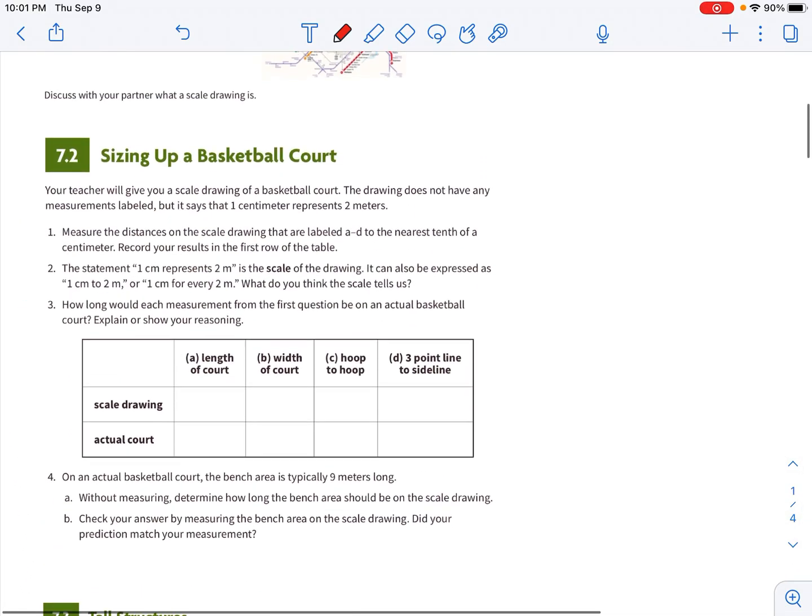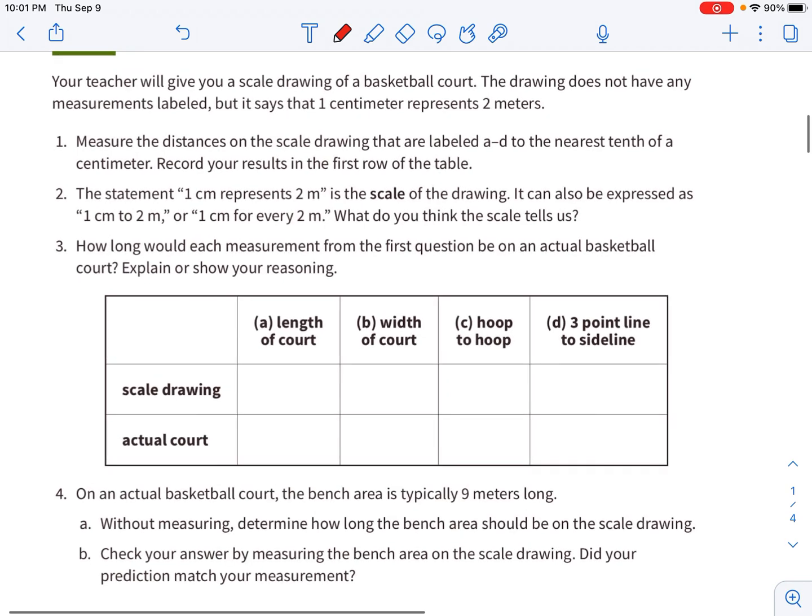All right, so we go back to this and we want to fill it out. In the scale drawing, this was 14 centimeters. This was 7.5 centimeters. Hoop to hoop was 12.4 centimeters. And the 3-point line was 0.5 centimeters. Once again, the scale was 1 centimeter represents 2 meters in actual length. Now number 3 says, how long would each measurement from the first question be on an actual basketball court? Explain or show your reasoning.